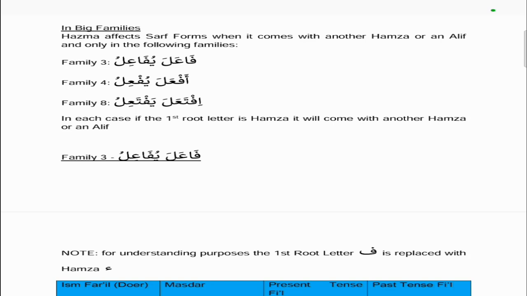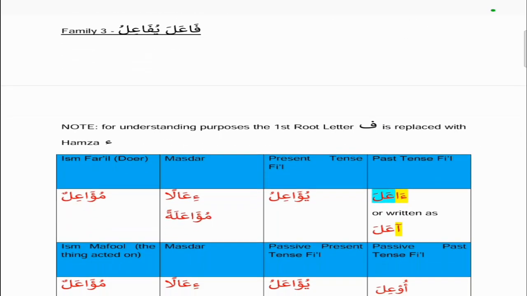You can see in family 3, the alif is attached to the first root letter fa. If you replace that with a hamza, then the hamza comes with an alif. In family 4, the first root letter is fa. If you replace that with a hamza, then it comes with an alif hamza, which is at the start. In family 8, if you replace the first root letter fa with a hamza, then the alif with the kasra is before it, so they're together. That's why it causes irregularities. So we start with the first one, family 3, which is fa'ala yufa'ilu.